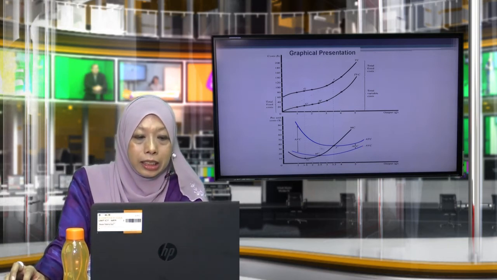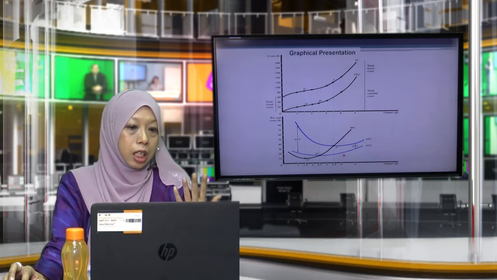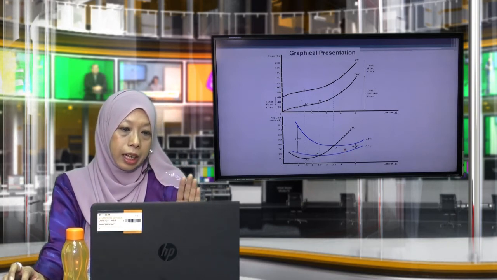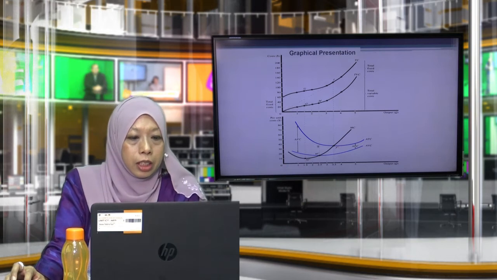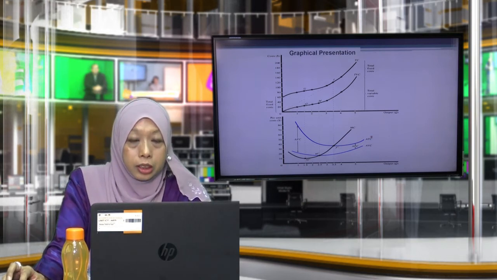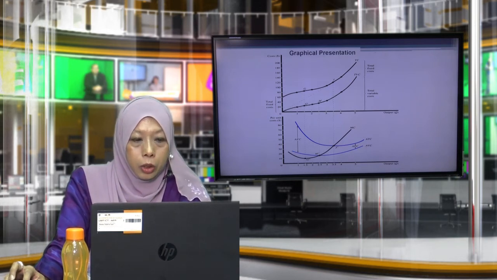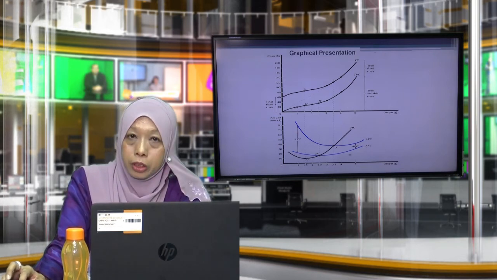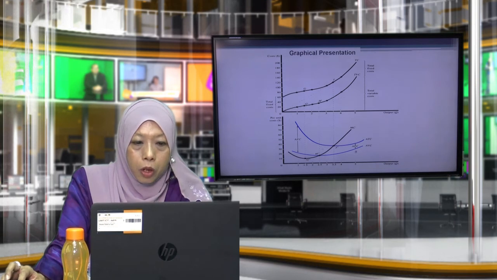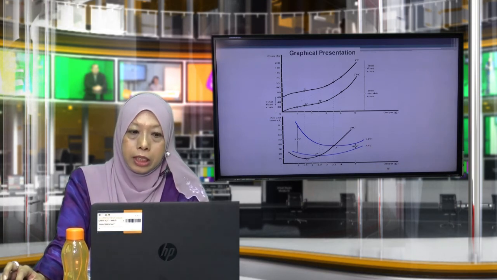So notice that it still fulfills the identity that we have identified just now. You can see that your average total cost is a U-shaped curve, and then we have your average variable cost. Now notice that when we draw these two curves together, the distance gets smaller as output increases.